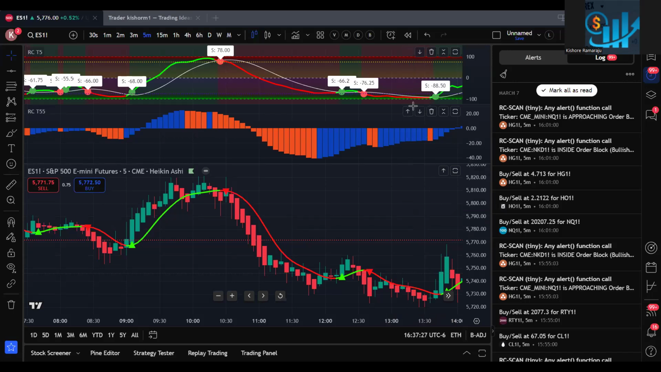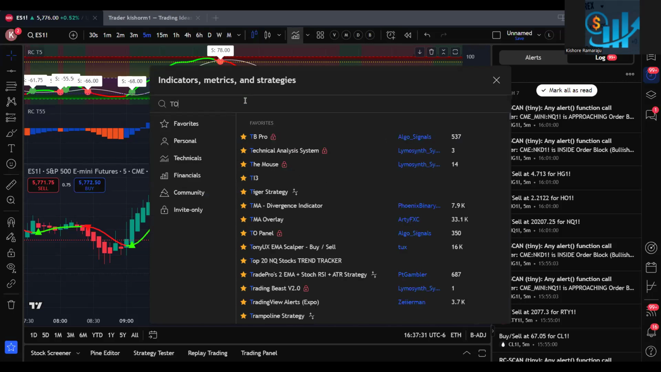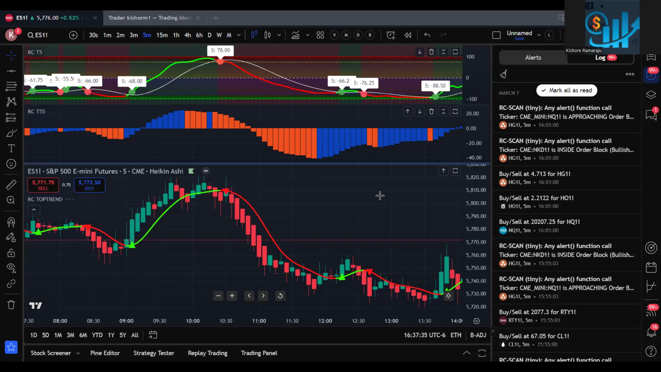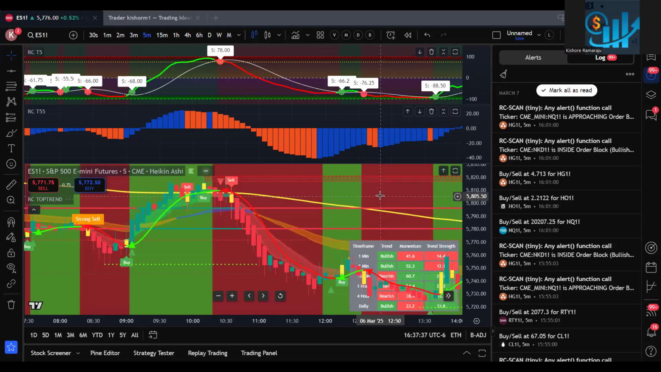So we'll start with our first indicator, which is our Top Trend indicator. Top Trend is one of our number one indicators. There are many superstars who shared their success story. This is one of our first indicators which we initially released last year.